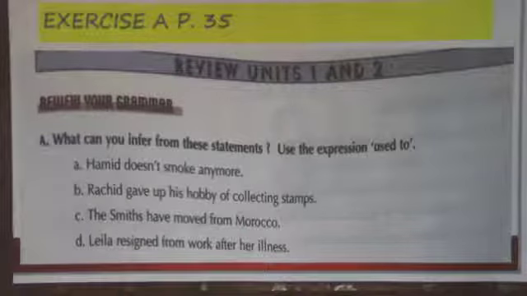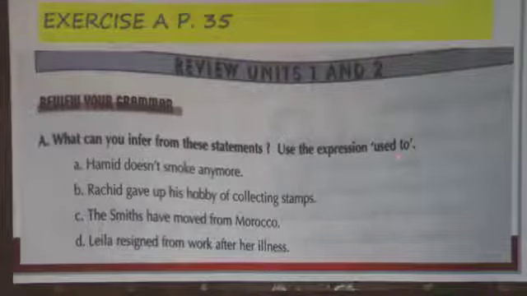So here we have 4 sentences. They express habits in the past. Okay? Now, you are going to rewrite these sentences using the expression used to. So in the first one we have Hamid doesn't smoke anymore, which means that he was addicted to smoking but now he doesn't smoke. So try to reformulate this sentence, okay, using the past habit form or the expression used to.